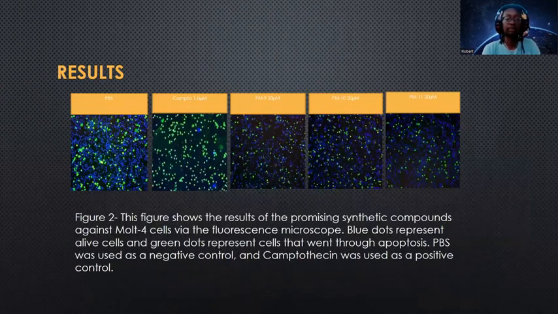And for my results for the apoptosis necrosis assay, this figure shows the results of the promising compounds against MOLT4 cells, the leukemia cancer cells, via the fluorescent microscope. Blue dots represent alive cells, and green dots represent cells that have gone through apoptosis. PBS was used as a negative control, and camptothecin was used as a positive control. And the compounds I used were PM9, 10, and 11.